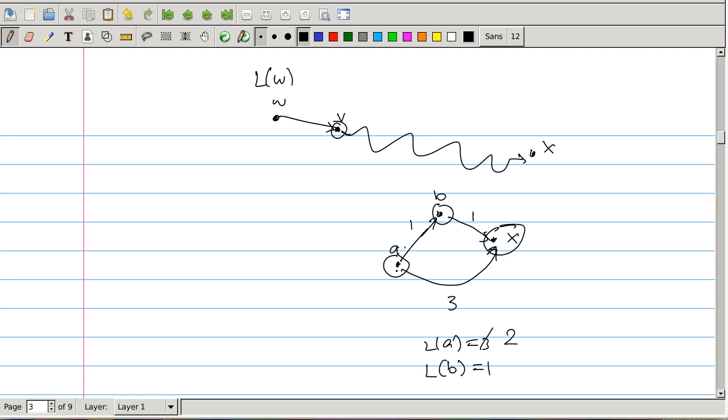Is that okay? So in Carol's question, what if the lengths are the same? Let's say they are the same. Even if the lengths are the same, it will still prioritize the expansion of B because L of B is less than L of A. Whoever has the least L value within the queue is the one that gets picked. Does that explain it, Carol?